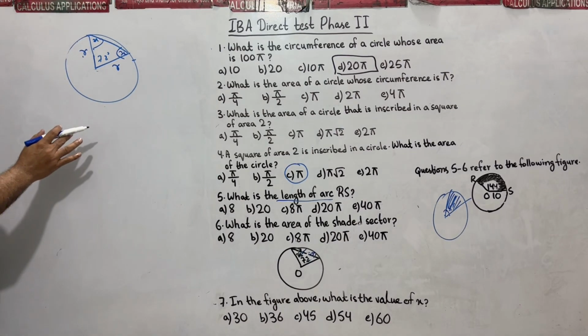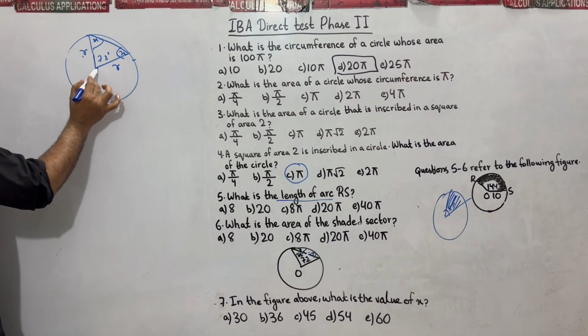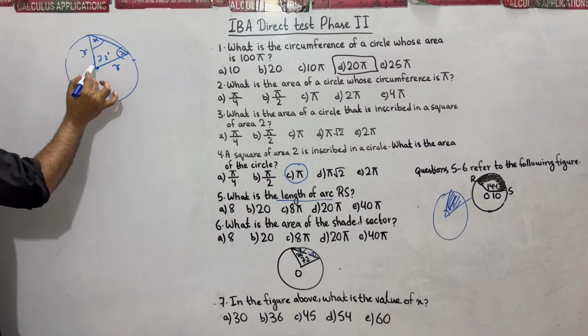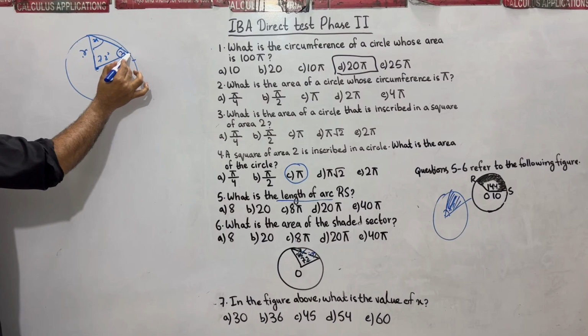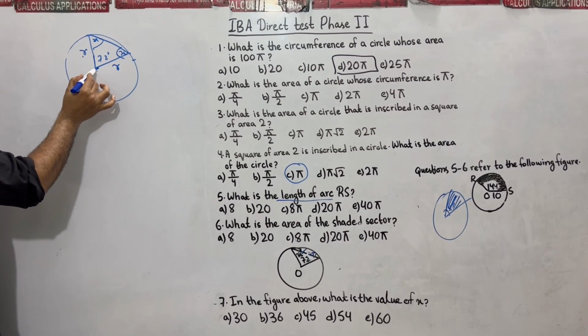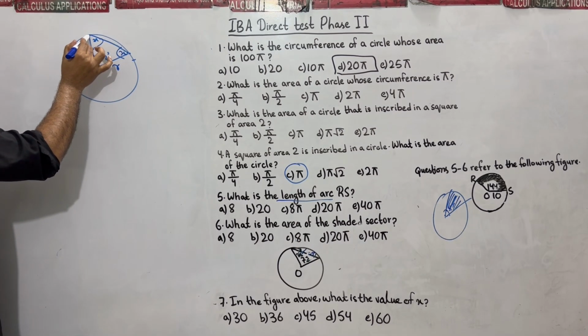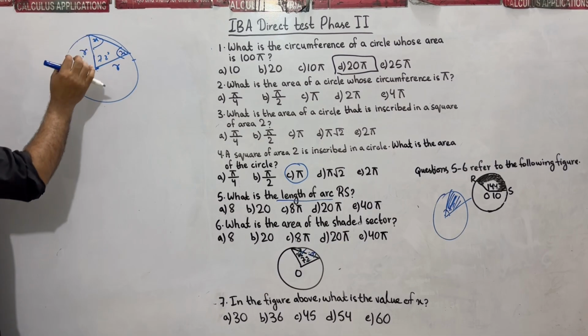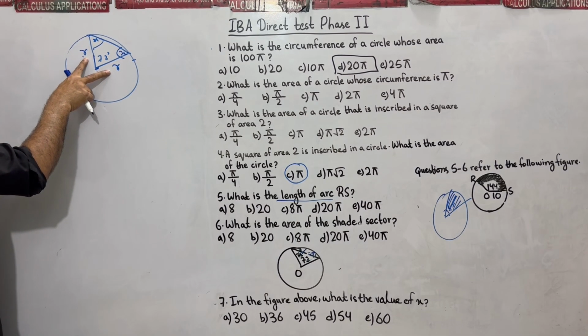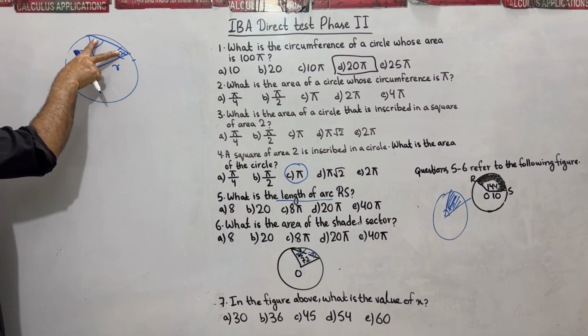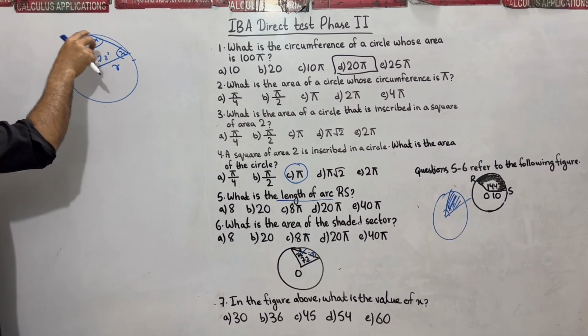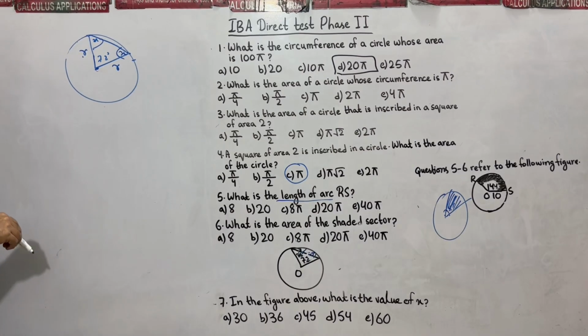From the circle point of view, the distance from the center to any point on the circumference is the radius. It's also a distance from the center to any point on the circle, also a radius. From the triangle point of view, two sides are equal. If two sides are equal, then two angles are equal. And we know that the sum of all three interior angles of a triangle is 180.